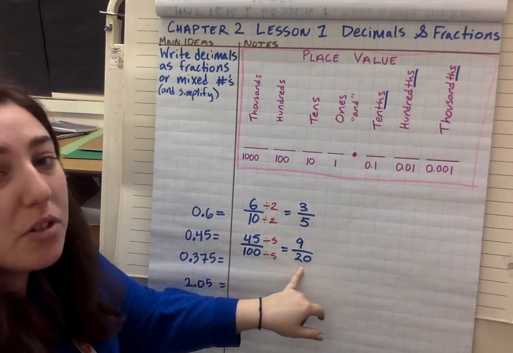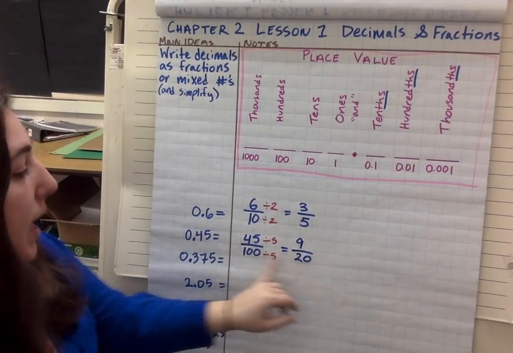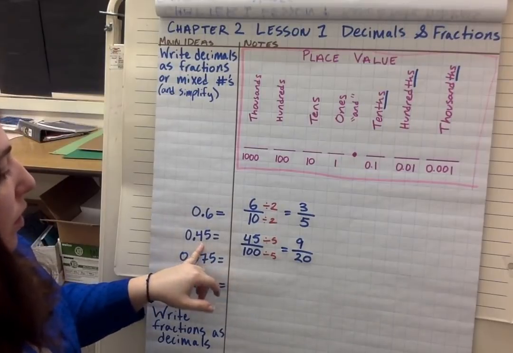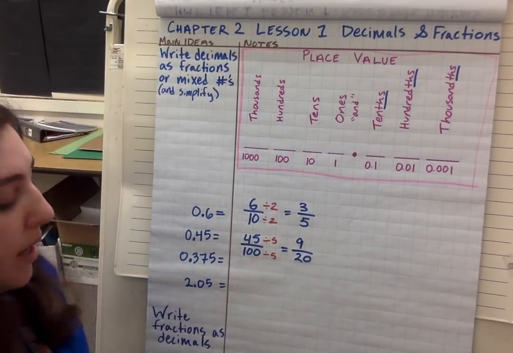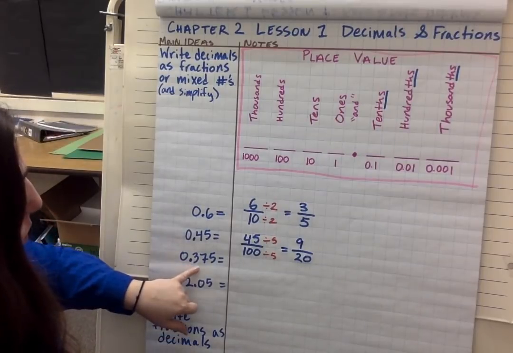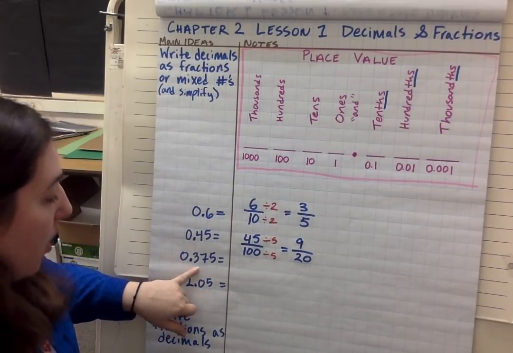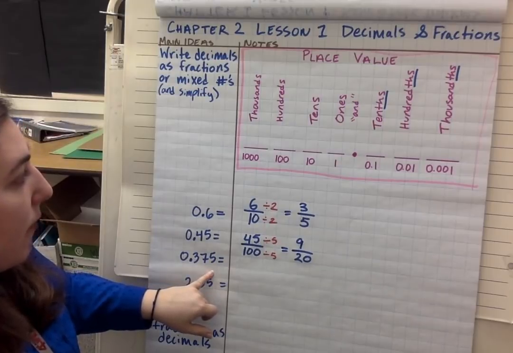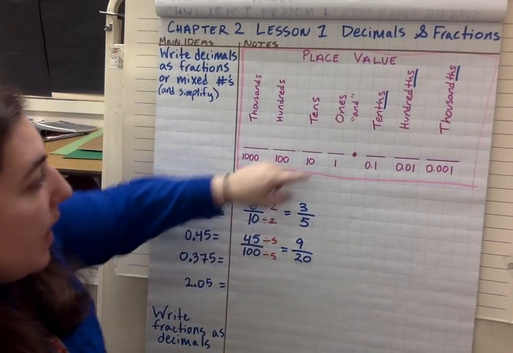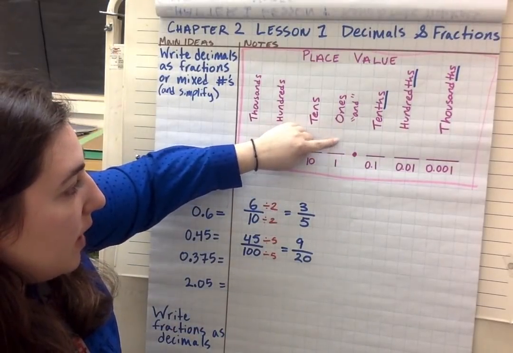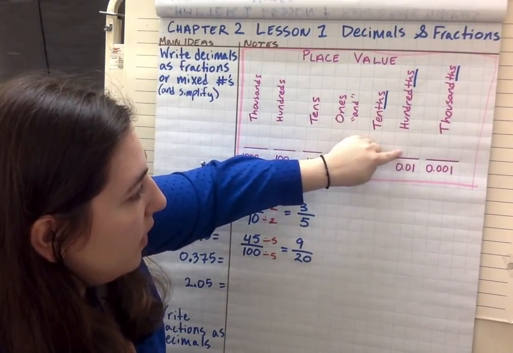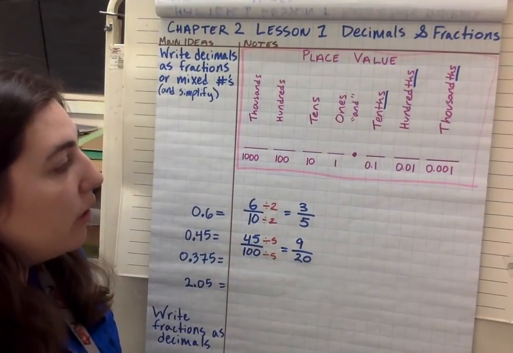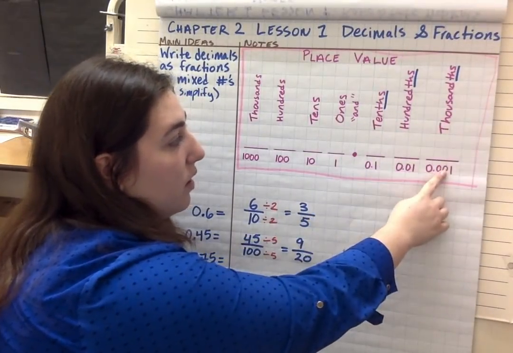So I've got my fraction, it's simplified. 0.45, or 45 hundredths, is 9/20. Okay, let's try another one over here. So we have 0.375. We would write that, the 0 would go here. If you notice, our 5 ends over here in the thousands.